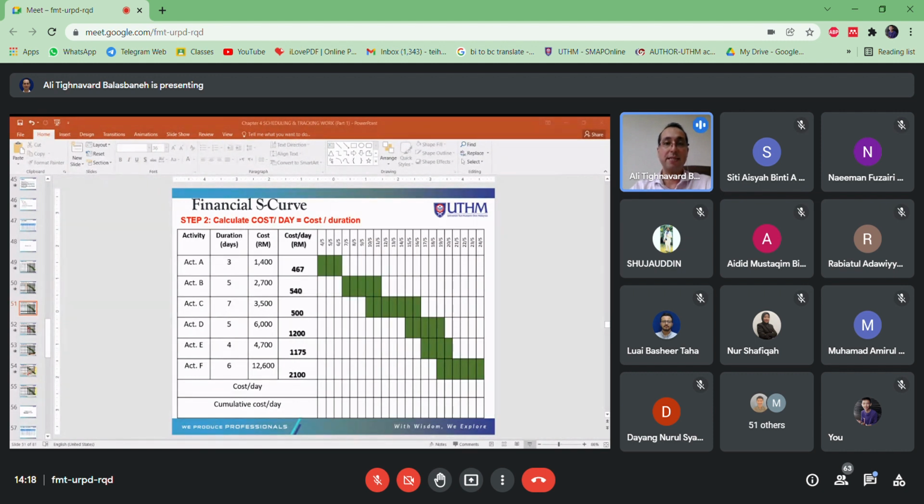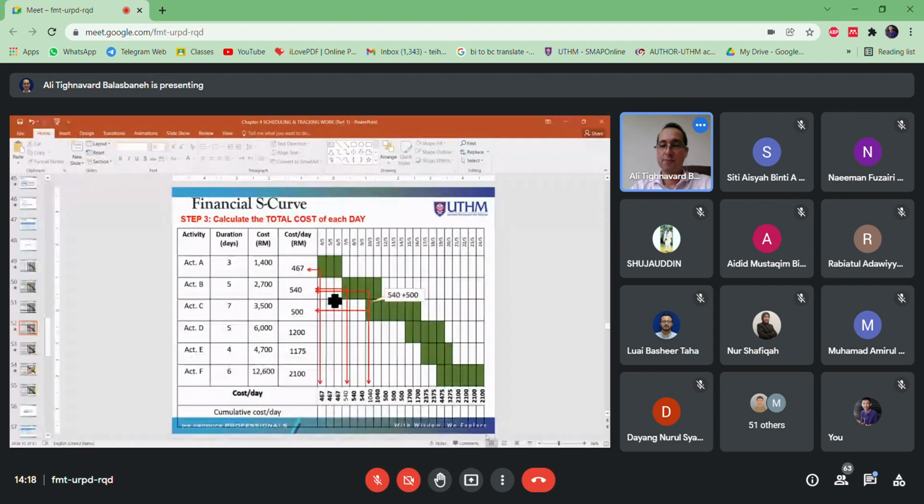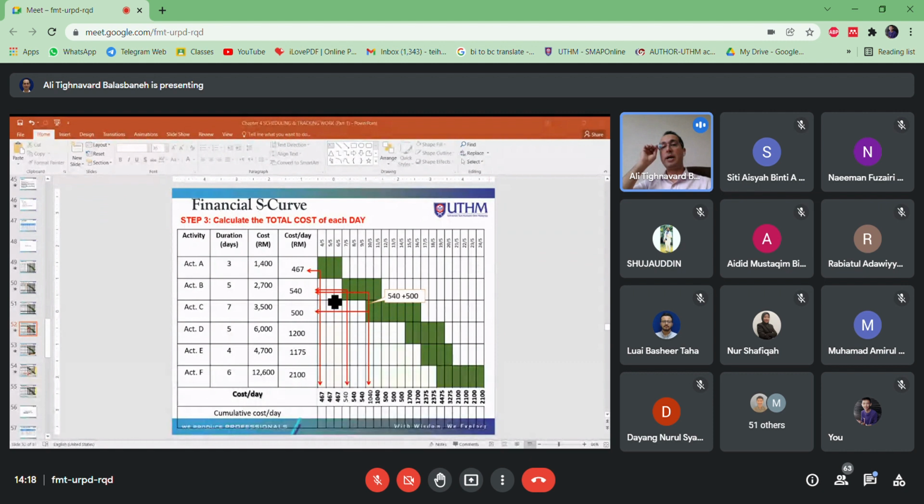Okay. Step 3, calculate the total cost of each day. We haven't calculated the total cost for each day. We just calculated the cost for each activity, right? Just like for activity D, we know on day 15, there is a 1,200 cost for activity D. But in this day, there is another activity running, which is activity C. What I'm trying to say is, we need to calculate the total cost for every single day.